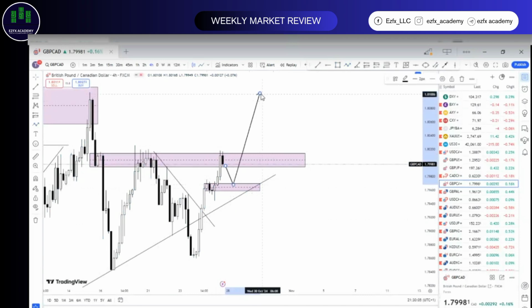All right, so the zone is between 1.79698 and 1.79590. I'll say it again: 1.79590 and 1.79698 is the zone to watch out for on GBPCAD. All right, so that is clear.